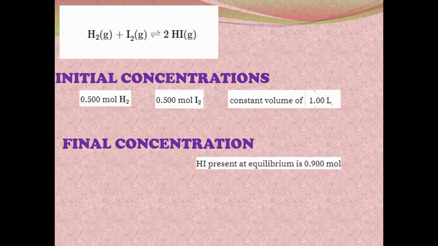So here's another one. H2 plus I2 goes to 2HI. My initial concentrations are 0.5 mole of H2 and 0.5 mole of I2, but they're in 1 liter, so I can use these as molarities. So 0.500 molar H2, 0.500 molar I2. At the final concentration, I have 0.900 moles or 0.900 molar HI. Now this one's going to be a little different because I've got stoichiometry here. It's not one-to-one with everything.